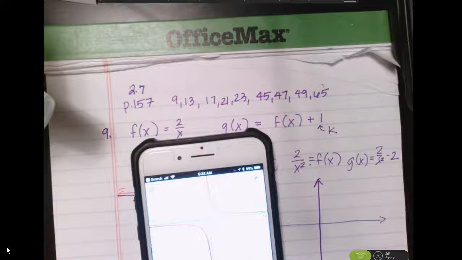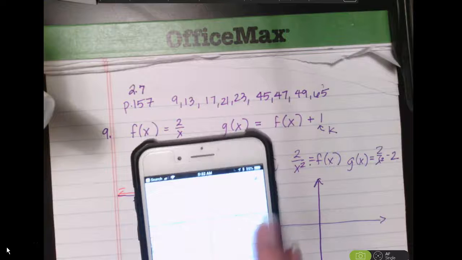And I'm actually going to see if I can add a square onto that x in there. Okay, no, I'm just going to retype it. 2 over x squared. Oh, look at that. And then 2 over x squared, and then I arrow over and go minus 2. And so there you go.